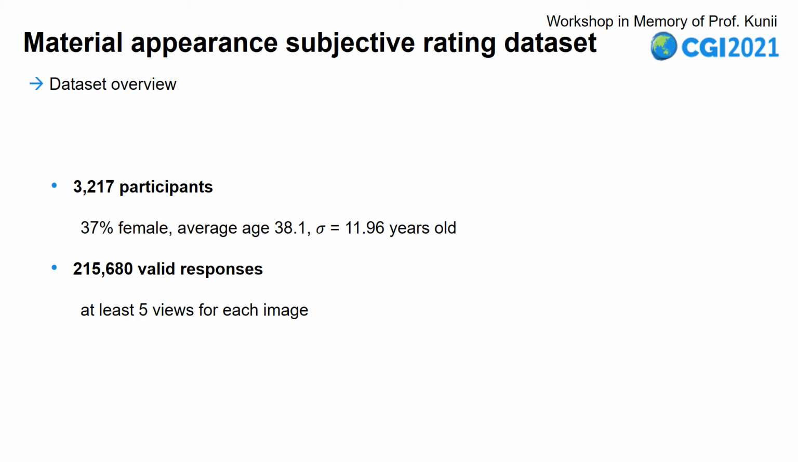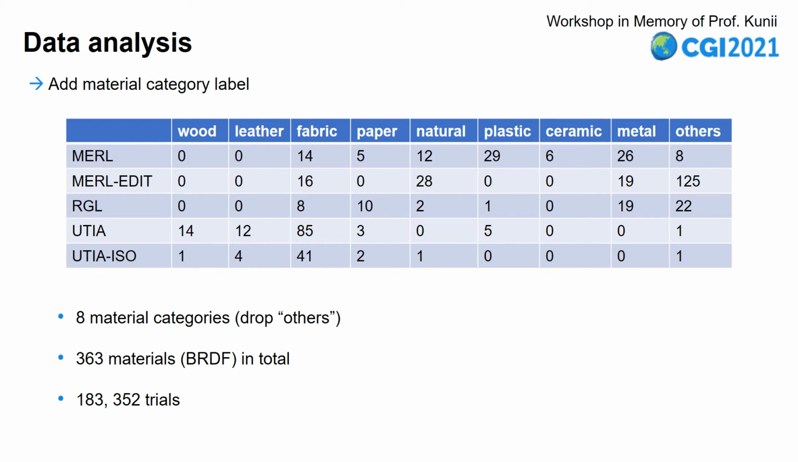Over 3,000 participants took part in our experiment. We collected over 200,000 valid responses, and we are sure that we have at least 5 responses for each image. In the data analysis that I'm going to present right now, we focus on 8 material categories: wood, leather, fabric, paper, natural materials, plastic, ceramic, metals. Other materials are dropped for now, but they will be used later for training our predictor.